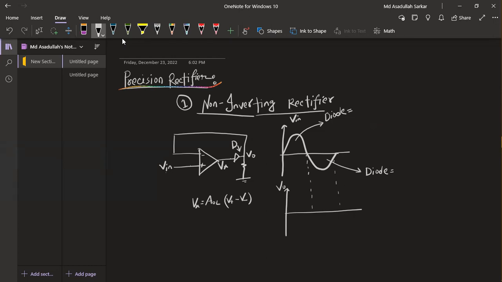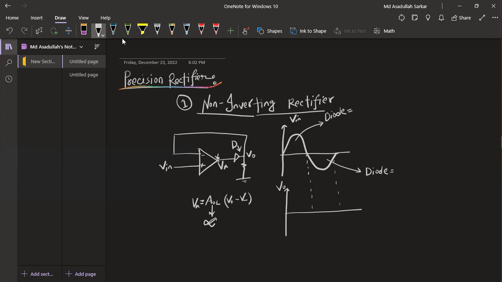So we know that for the op amp, the voltage here is represented by Vx. Vx is equal to the open loop gain multiplied by the voltage difference between the non-inverting and inverting input. For an ideal op amp, we know that the open loop gain is infinite.